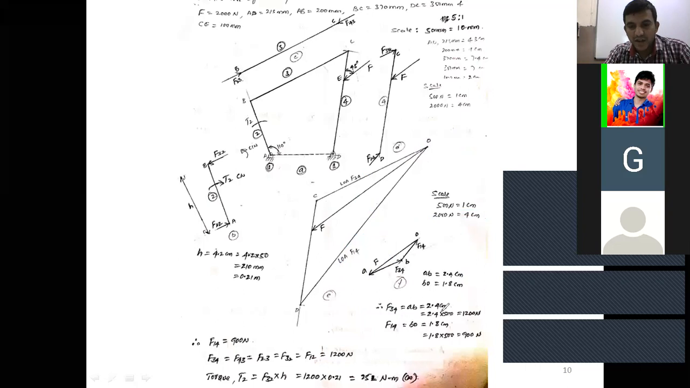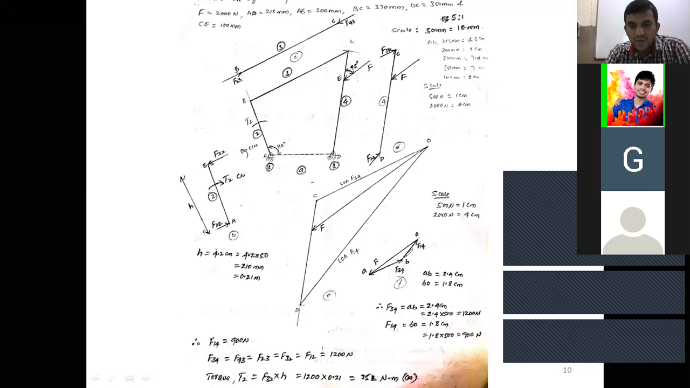2.4 centimeter, and multiply by the scale. What is the scale here? 1 centimeter is equal to how many newton? 500 newton. 2.4 into 500, we get 1200 newton. This is the force acting at the hinge, at the hinge C, right?